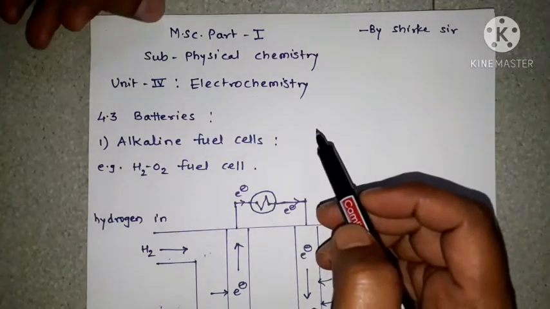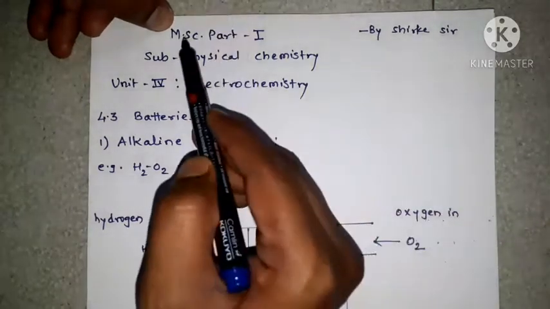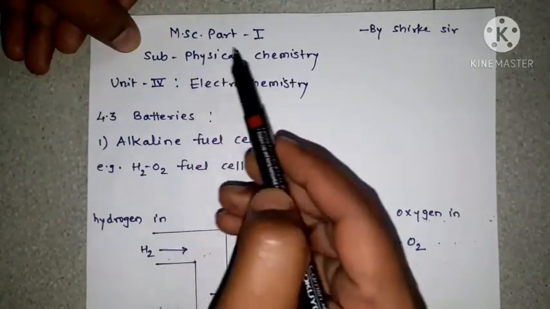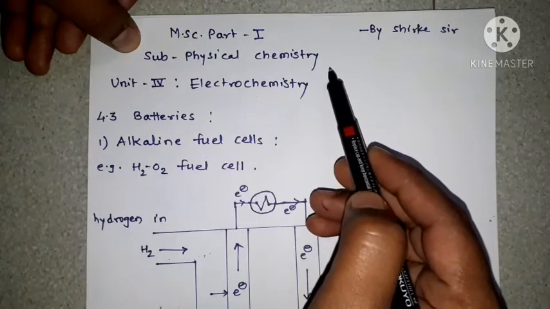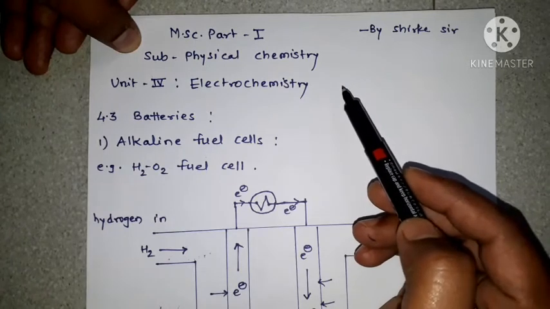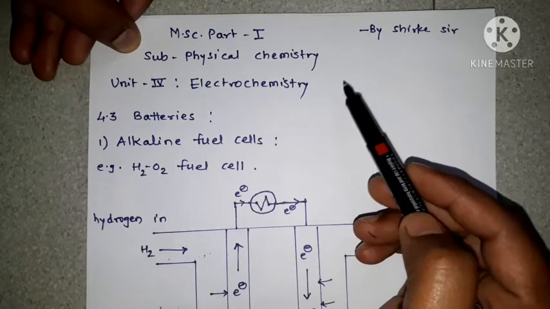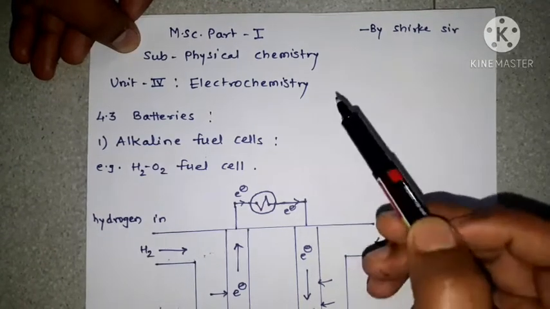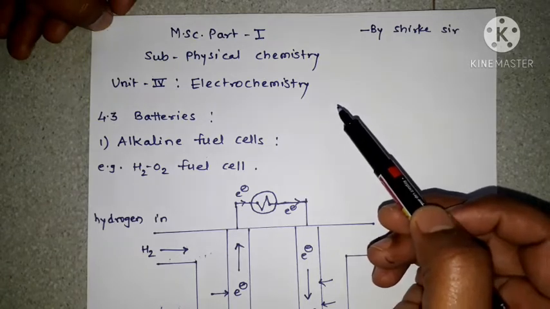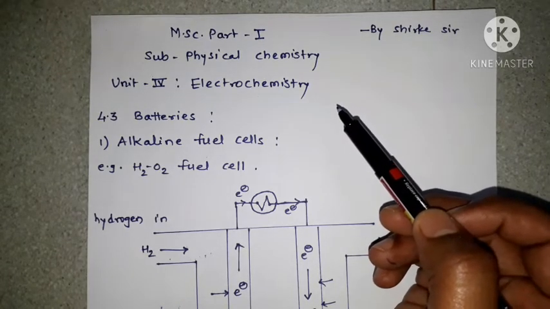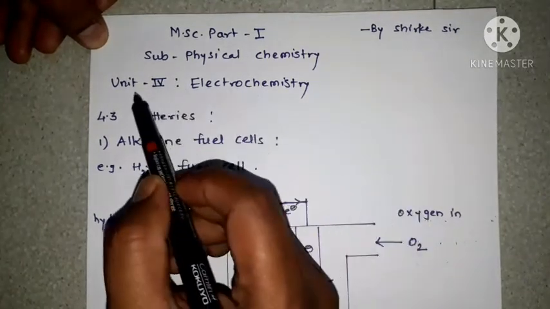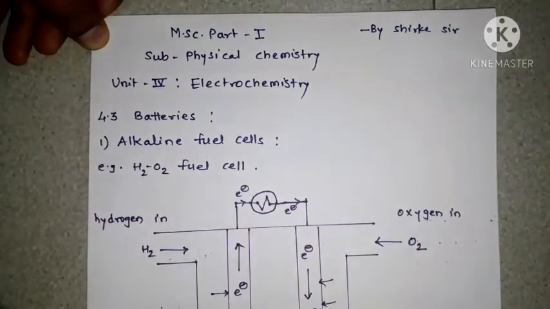Shirkesar is here. So today we are going to start MSc Part First syllabus. In that we have to study physical chemistry. As we know, there are 4 units in physical chemistry. First unit is thermodynamics, then second unit is quantum chemistry, then third one is chemical dynamics, and fourth one is electrochemistry. So today we will study electrochemistry, that is unit 4 from physical chemistry.